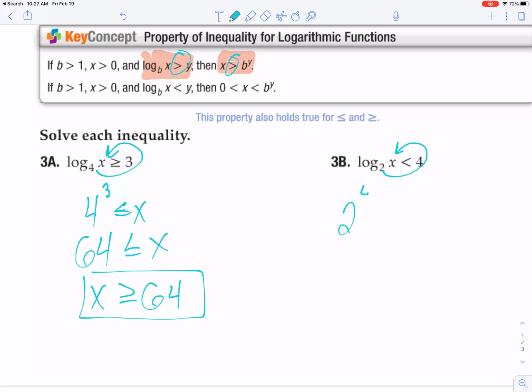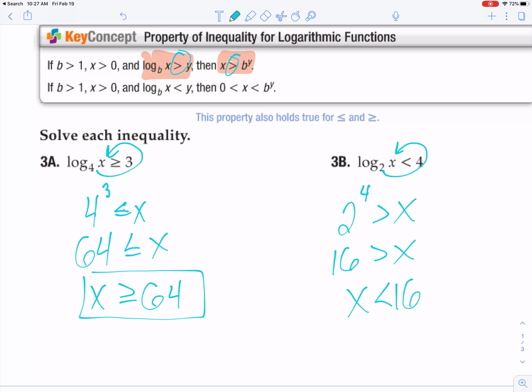3b is going to do something a little different. 2 to the 4th, flip the sign, x. And 2 to the 4th is 16. Use your Powers Pocket Guide there. And I'm going to rewrite that. X is less than 16. Now hold up a second. X is less than 16. We just got done saying that x can't be negative.